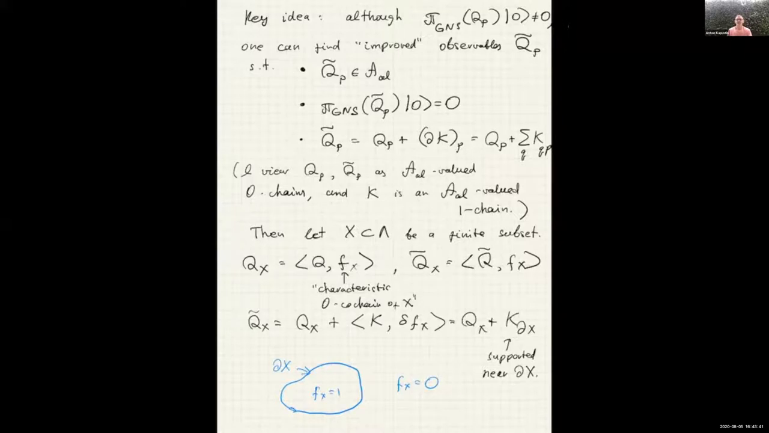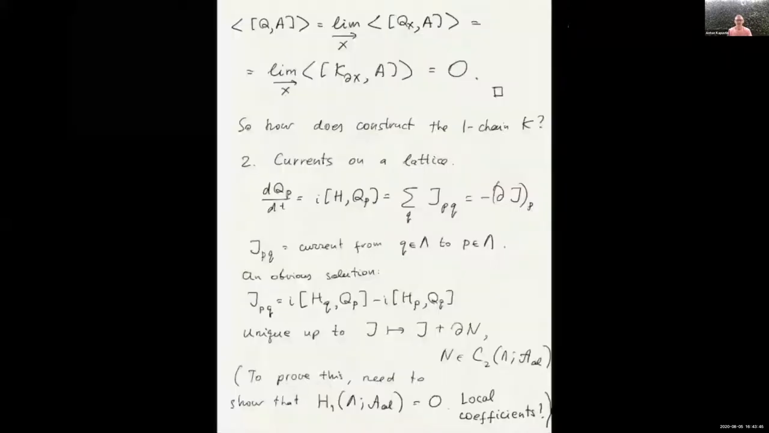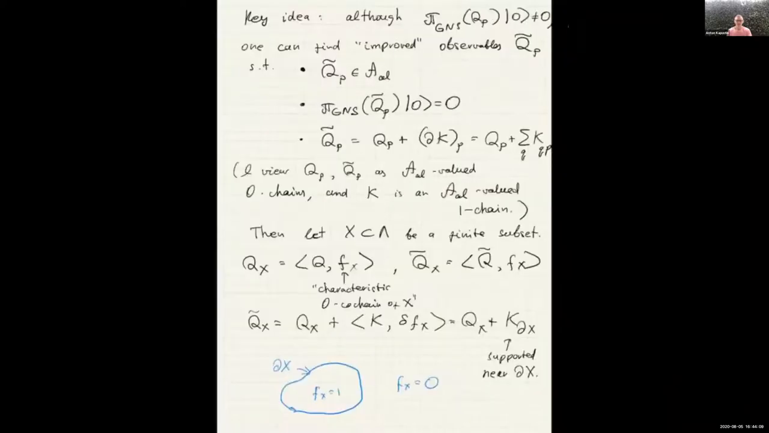But the second term is supported on the boundary of the subset. So this commutator, even before taking the average, is very small when X is large. So if you take X to infinity, this just becomes zero, even before taking the average. So that's the Goldstone theorem. This of course is much more structured than the Goldstone theorem requires, but it's a very important fact that you can improve your charge by adding this exact operator, an exact chain, to it.